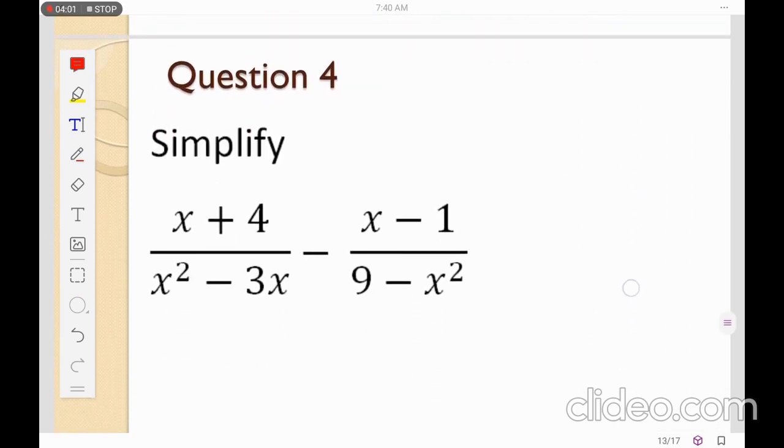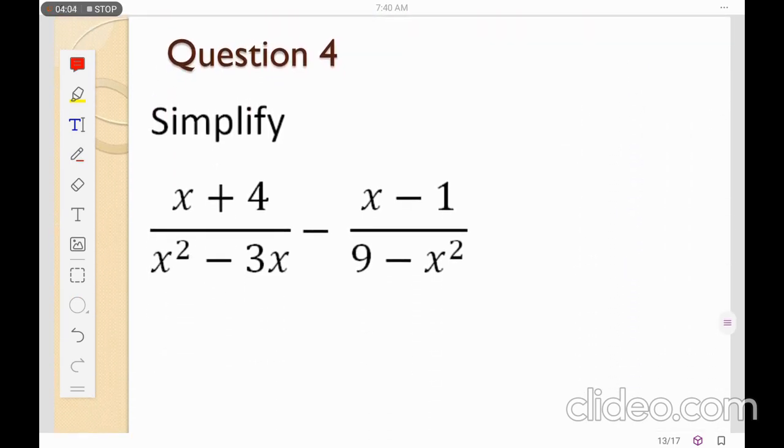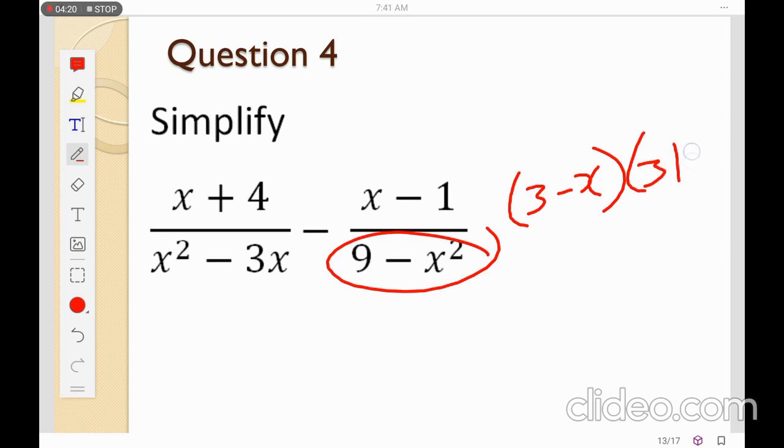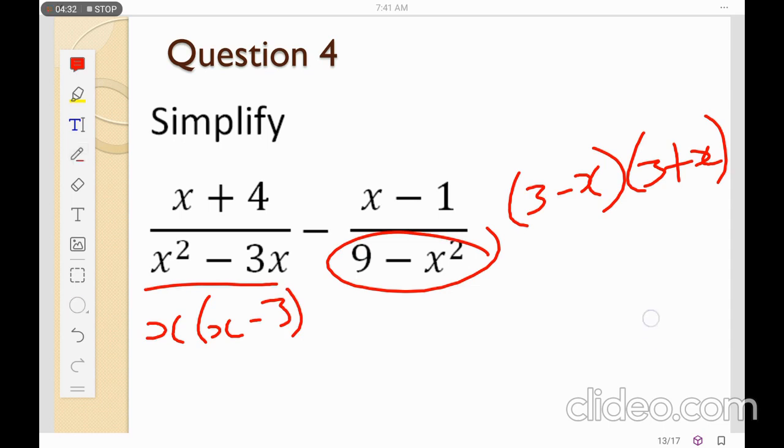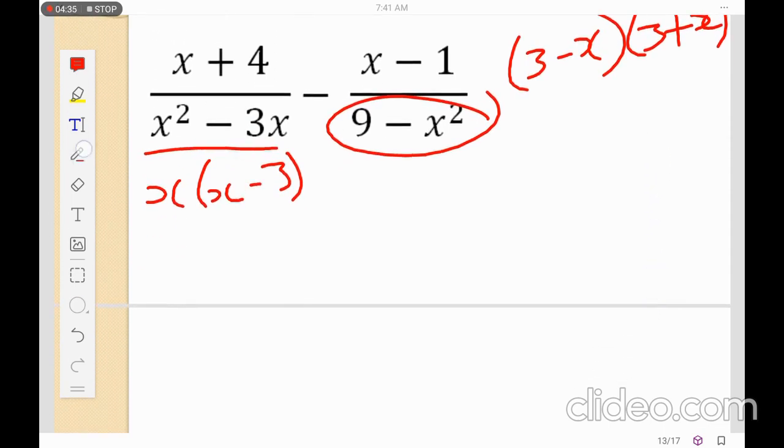Question number 4. So this is my question number 4. For this one, I will factorize again and see the factors at the same time. This one is a perfect square, so I can have factors 3 minus x and 3 plus x. So that's the factor of that one. This one, I can factor out x and I can have x minus 3, like that. So let's rewrite it using those factors that we now have.